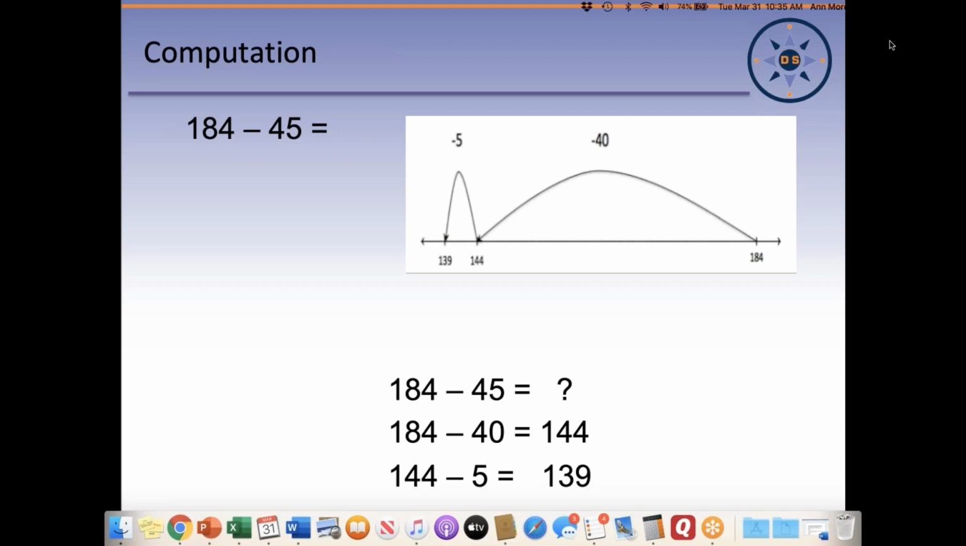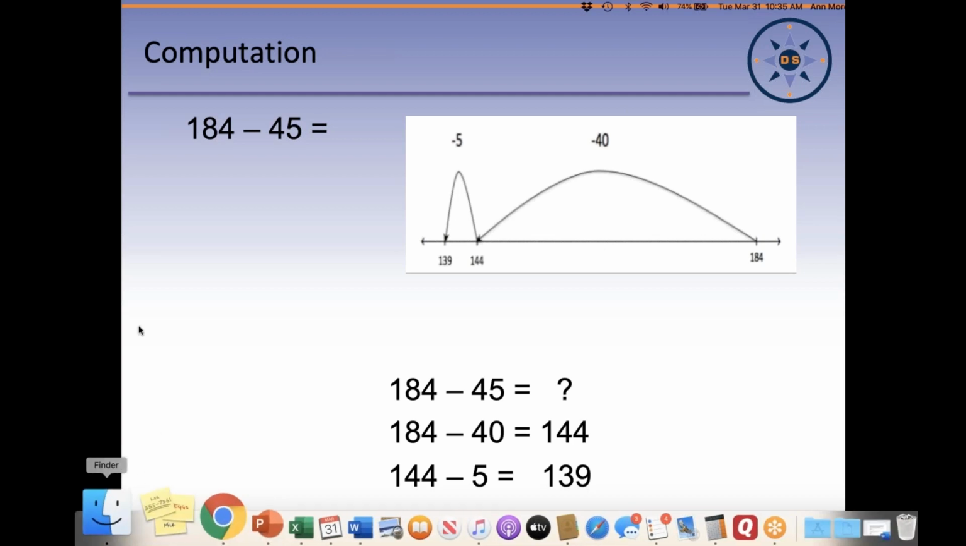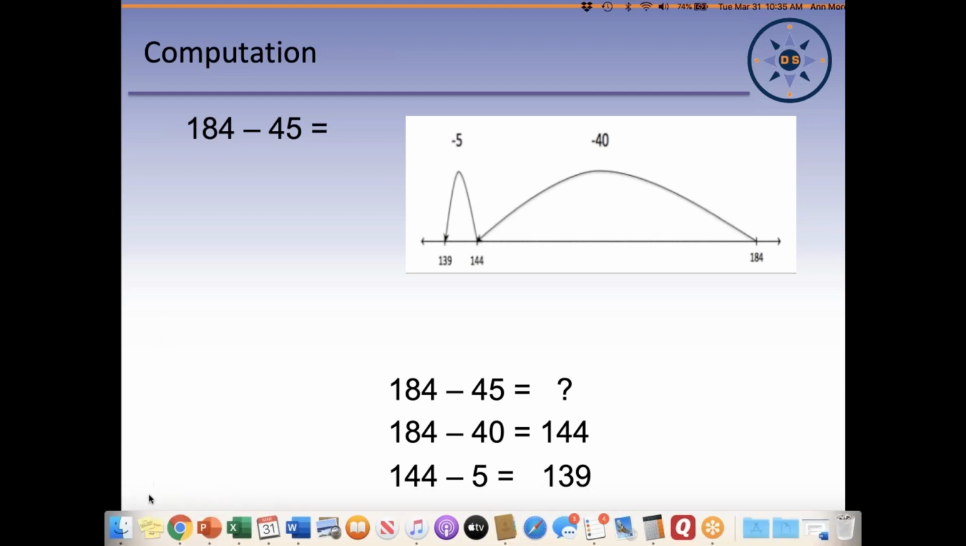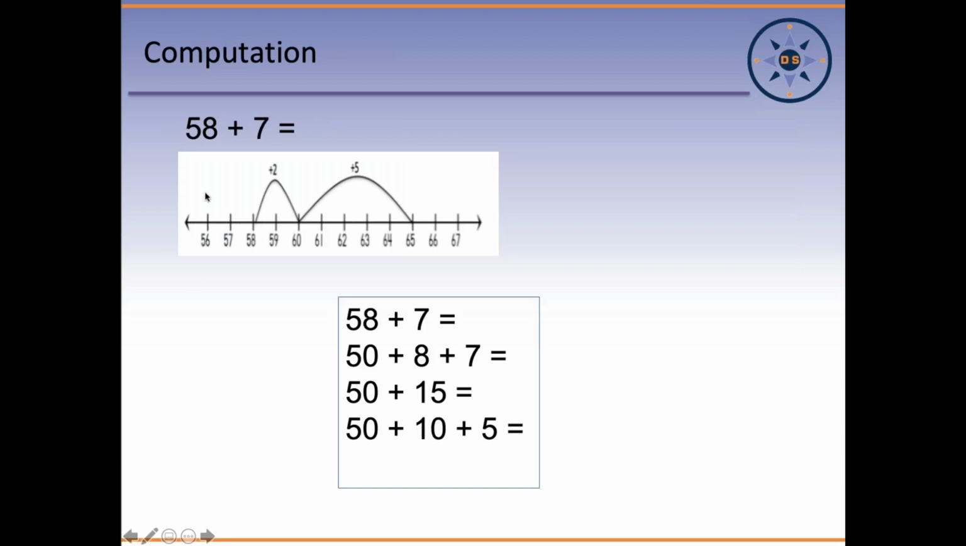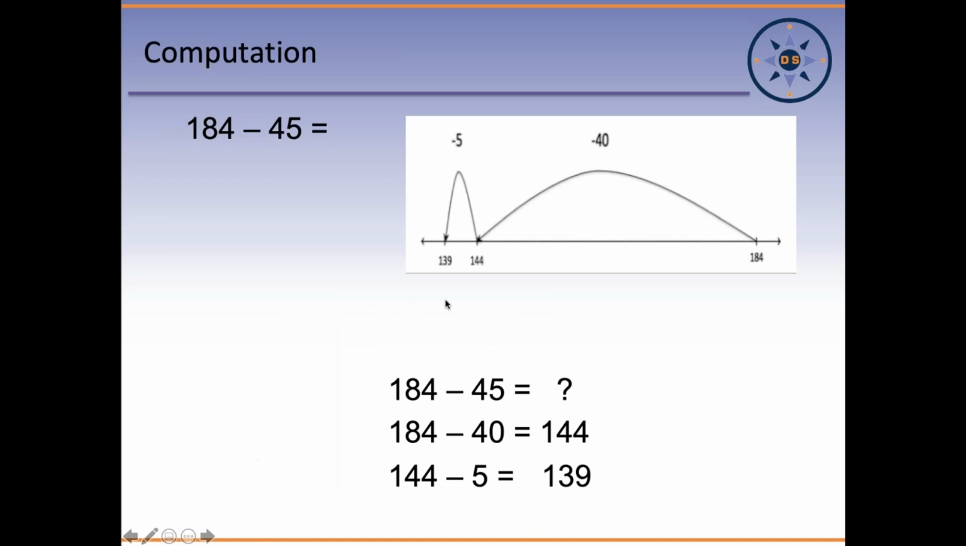Subtraction is pretty similar. So 184 minus 45. This is called an open number line. There are no tick marks on it. I'm going to go back to that other one if I can get to it. No, I can't. So this one has tick marks. It's got all the numbers marked. This one is an open number line, but you can do it just as easily.